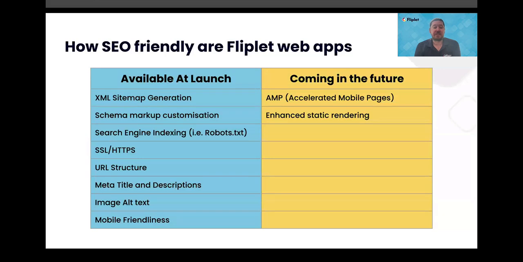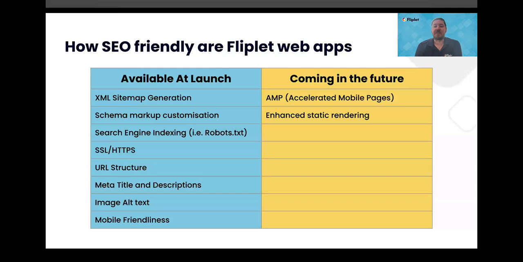One of the existing features, which is obviously going to be very beneficial for SEO, is the image alt text. This is already capable within your mobile web apps. And mobile friendliness. Well, we build mobile apps, so naturally this is something we're already well versed with.